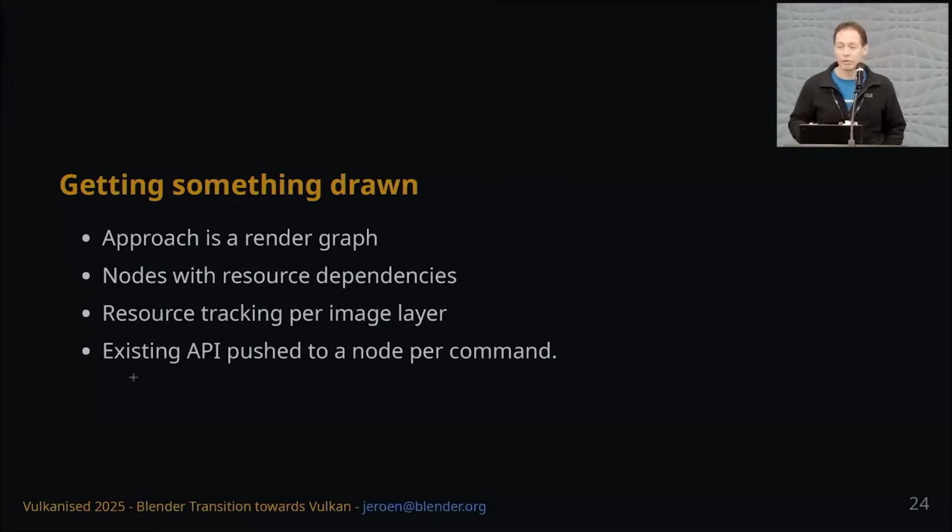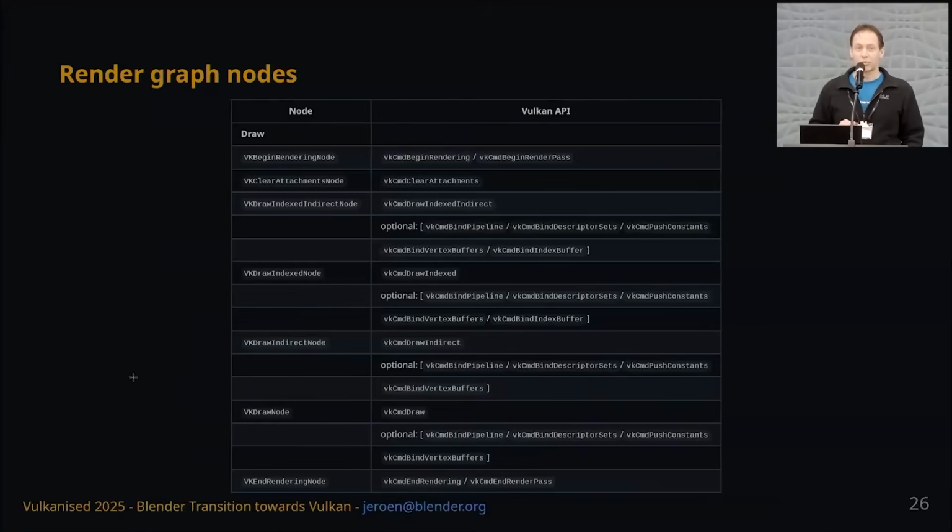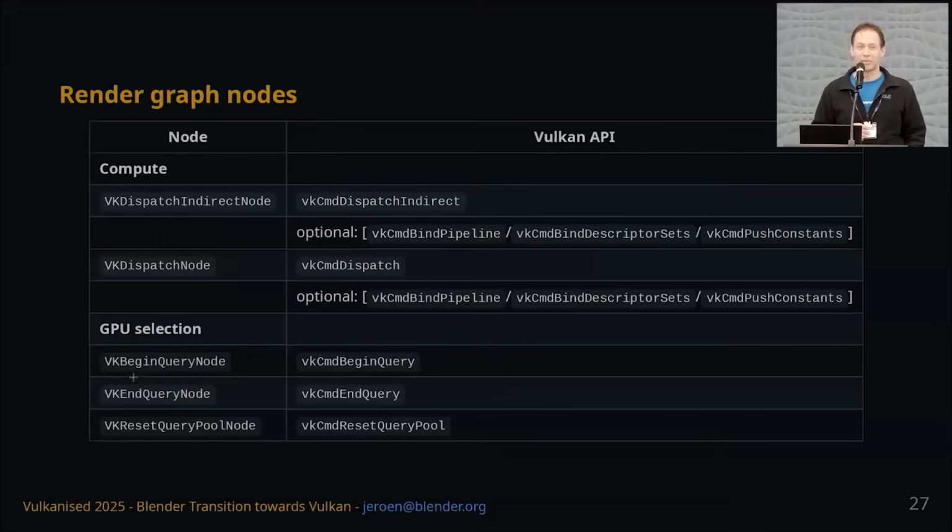But Vulkan still requires a different way of thinking, especially when it comes to how tasks are scheduled and how memory is handled. To make that work, Blender is moving toward a new render graph system. So instead of handling everything in big chunks, like it did before, rendering is split into smaller tasks, each one treated as a node in the graph.